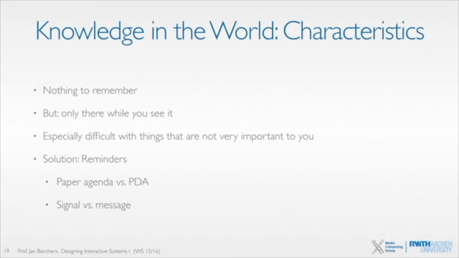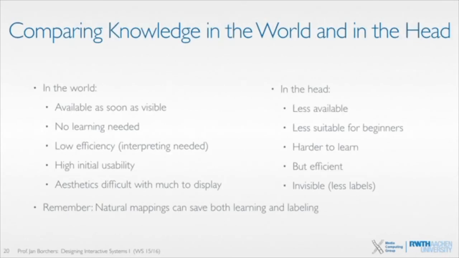So if we compare this knowledge in the world and in the head with each other, it basically means knowledge in the world is available as soon as visible, you don't need to learn it. The efficiency is pretty low because you need to interpret, you need to look at the keys when you type, for example. The initial usability, however, is high because I don't need to learn typing. I can start typing on the keyboard immediately. If there is a lot of knowledge in the world to display, however, aesthetics, just how it looks, gets a little yucky, right? There's a lot of labeling there.